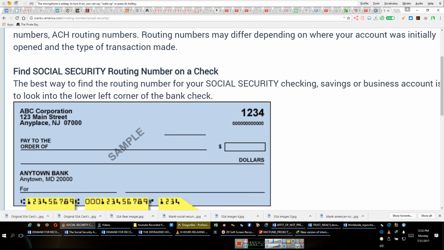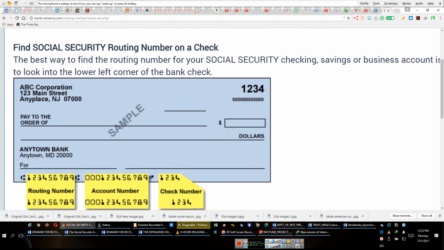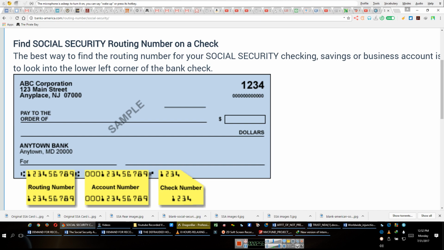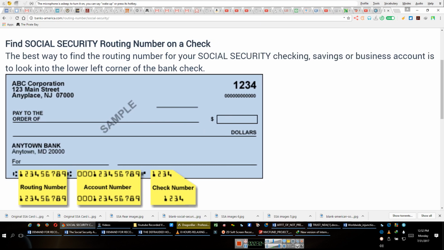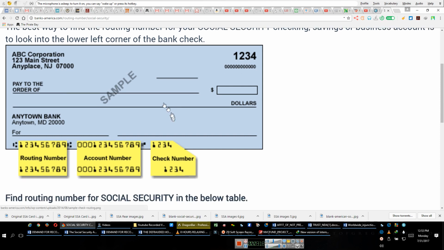Find Social Security routing numbers on a check. The best way to find a routing number for your Social Security checking, savings, or bank or business account is to look to the lower left corner of the check. See? Routing number right here. This is the routing number symbol. This is the account number symbol. Okay? And as you notice, this is a sample money order.